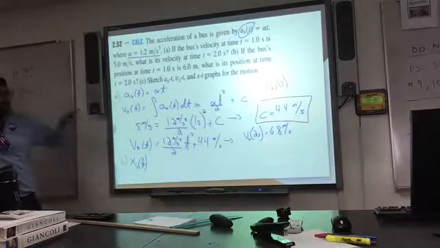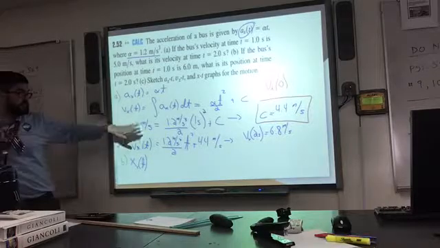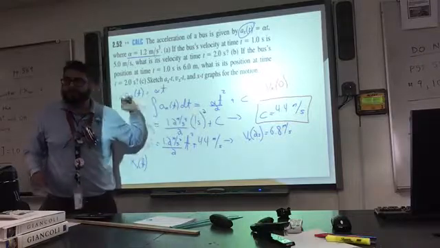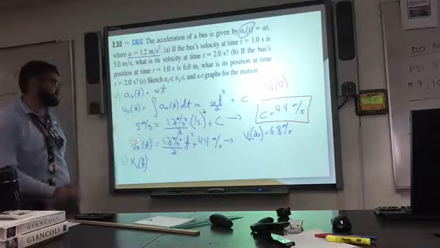We now have a particular solution for our velocity function. This is a family of solutions. This could be any quadratic set of functions, but now we have a particular quadratic that matches this function.